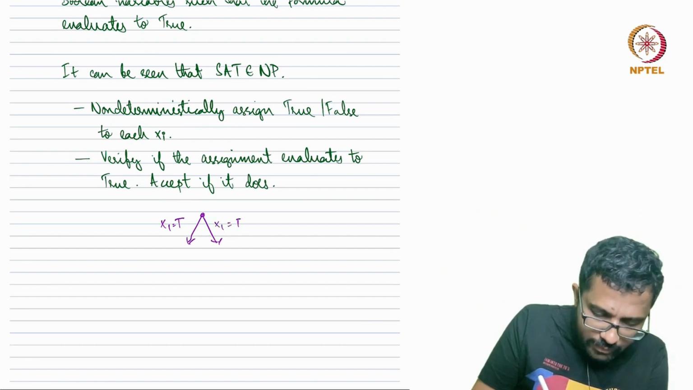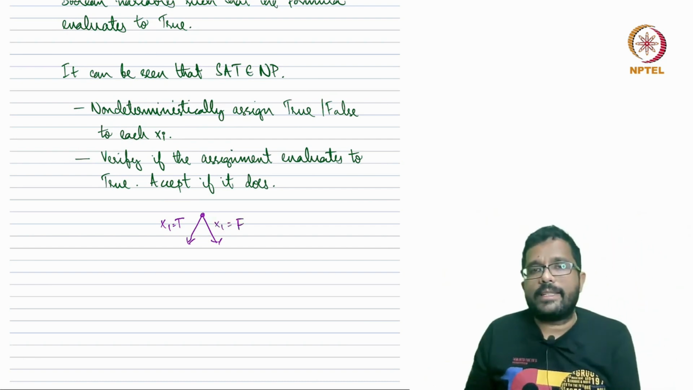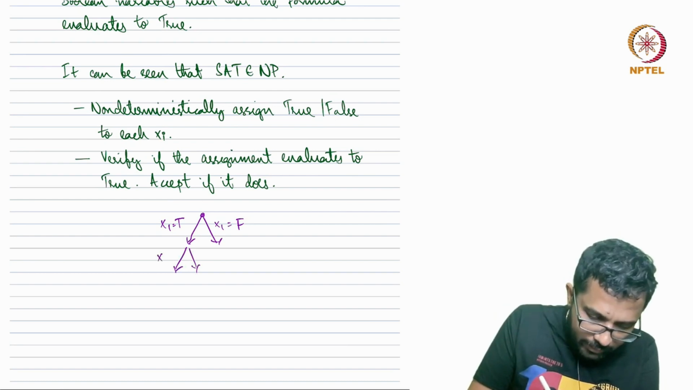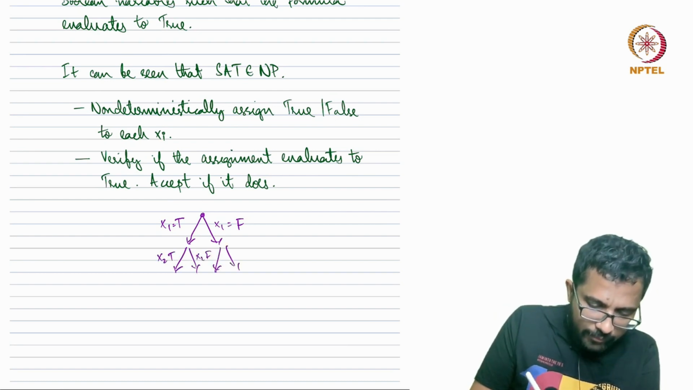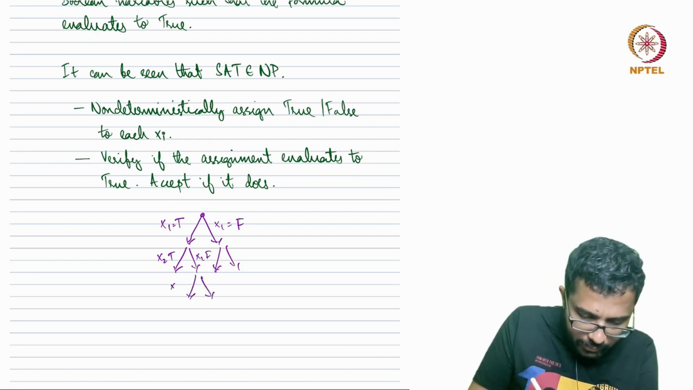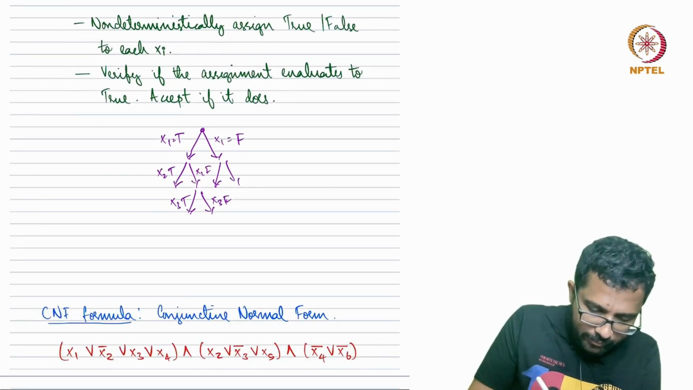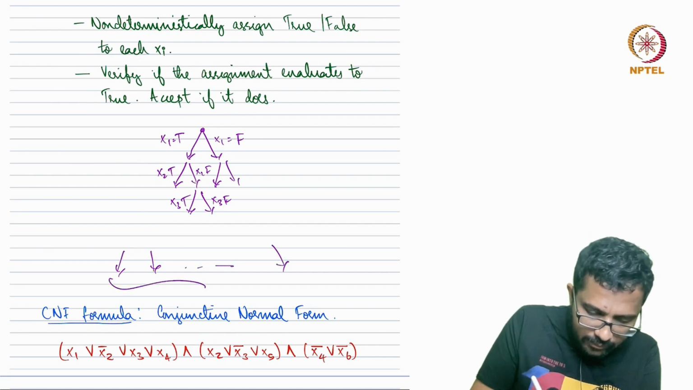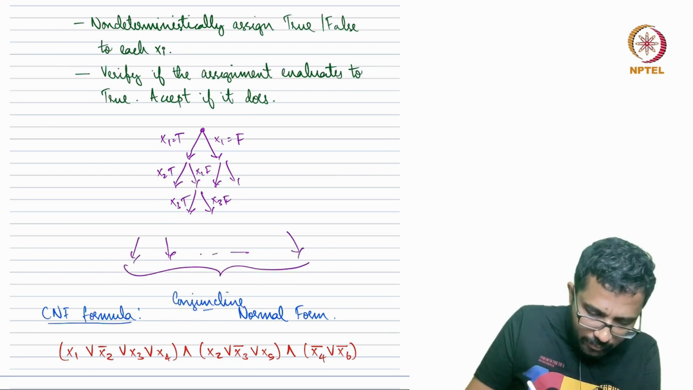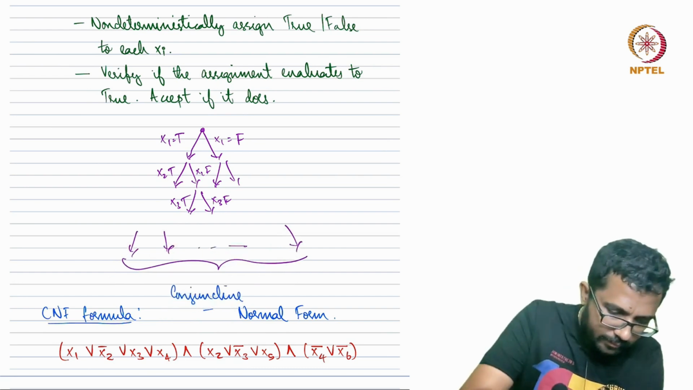and x1 to be false. So for each variable we non-deterministically pick true or false. And now within the two options we pick x2 true and x2 false, and similarly here, and so on. Maybe x3 true, x3 false, and finally we get something like 2 power n possible options.